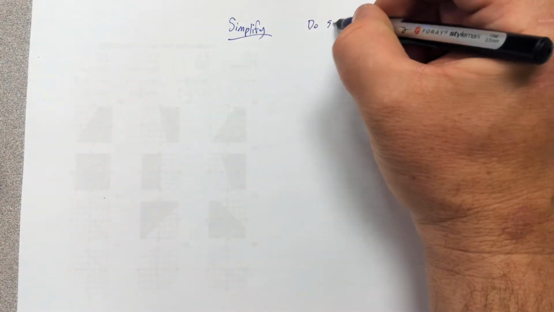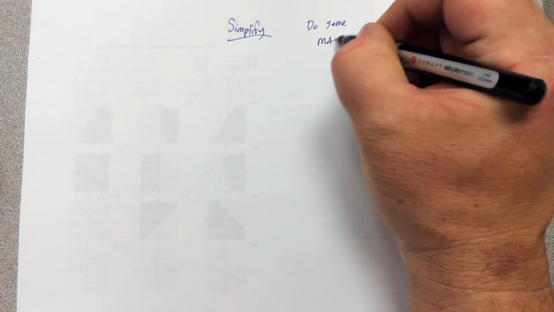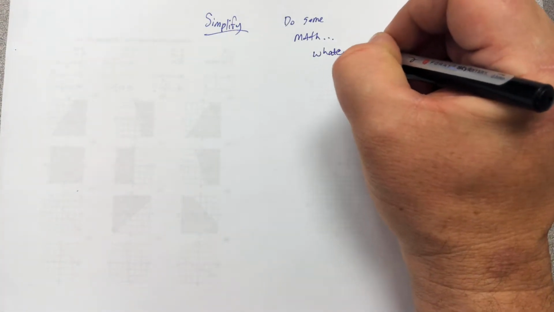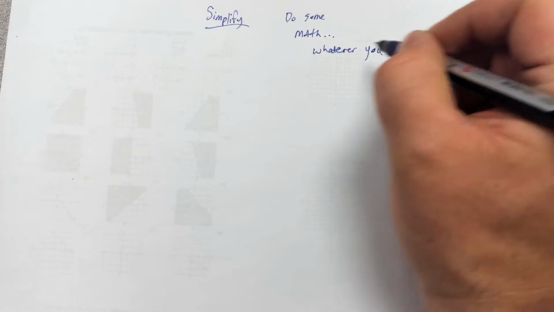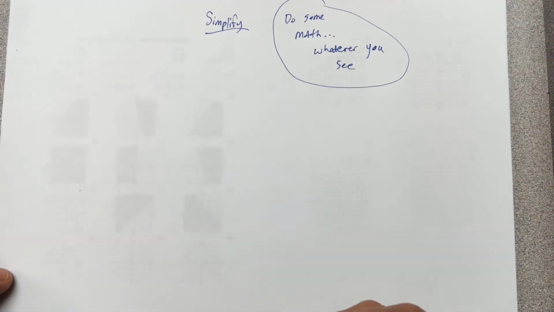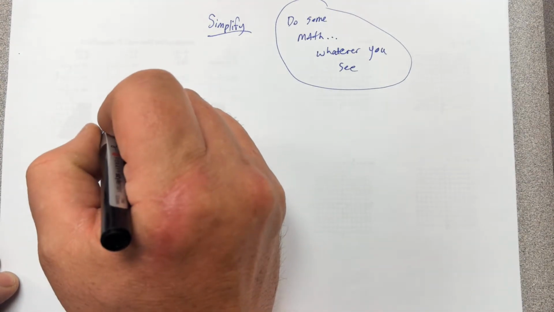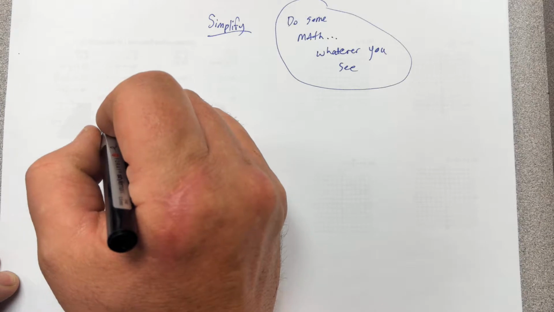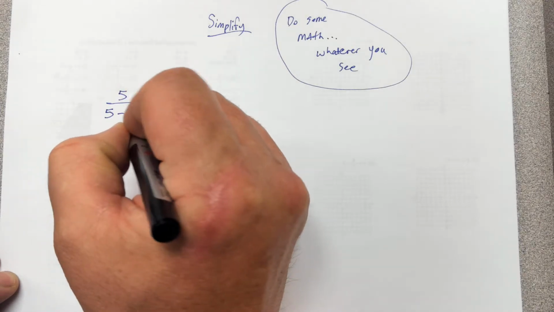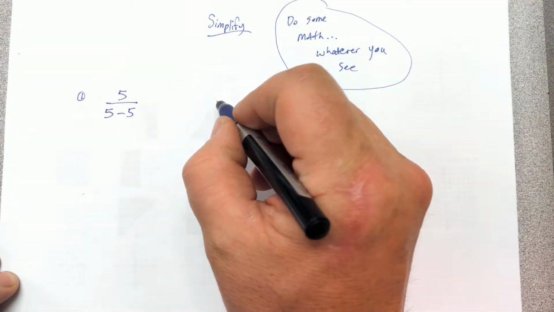Check this out, Jacobo. Simplify. Do you know what it means? To almost like reduce. Reduce basically means do some math, whatever you see. Whatever you see that you can do, that's what you do. So let's say we had 5 divided by, oh, that's not very nice.